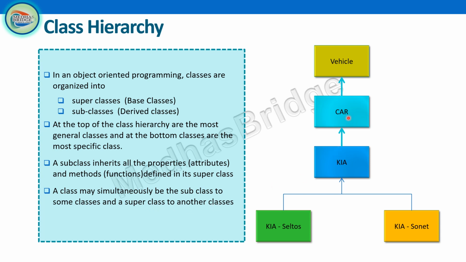If you look at this diagram, the car class acts like a derived class to the top class, the vehicle class. Car is a vehicle. If you look at another hand, Kia is a car, right? Is-a relationship. Kia inherited from the car class. So with respect to Kia, car is a base class. With respect to vehicle, car is a derived class. This is the concept of class hierarchy.